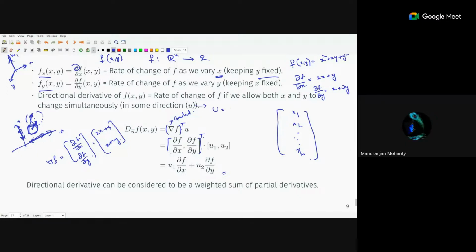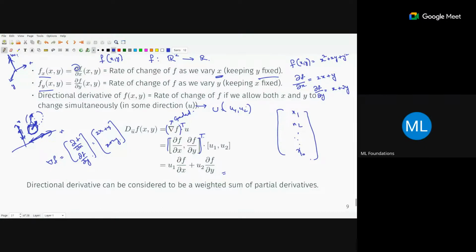is u a unit vector or just a vector? No, this is just a vector. May or may not be unit. Is it unit? How did the professor define it? In maths too, it was a unit vector. Yeah, I think it's a unit vector only. It should be a unit vector.